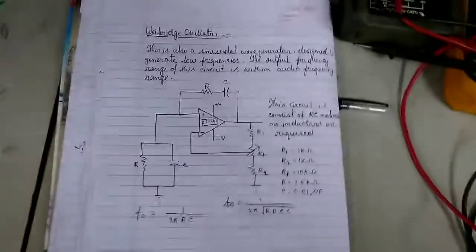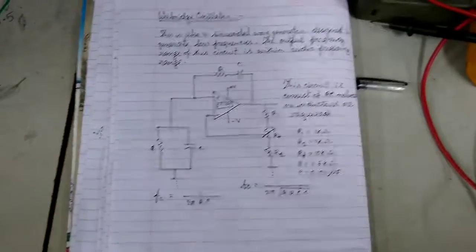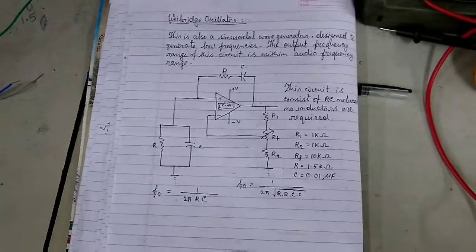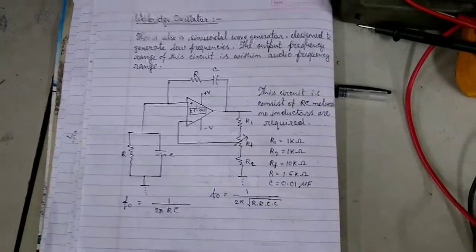So this was the Wien-Bridge oscillator using op-amp, and this oscillator can also be designed by BJT. For some variation I have shown it with op-amp.